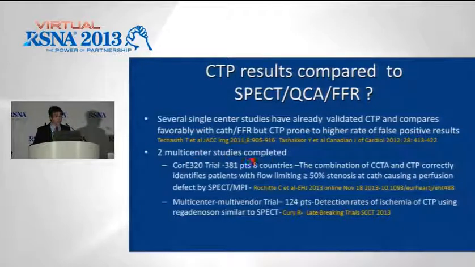There have been 2 multi-center studies completed. One, the CORE-E trial, which was just published online on November the 18th, showing that the combination of CTA and CTP correctly identifies patients with flow limiting more than 50% stenosis at cath, causing a perfusion defect at SPECT. And this paper that was presented at SCCT earlier this year, which was a multi-center, multi-vendor trial, also had pretty good detection rates of ischemia using CTP.